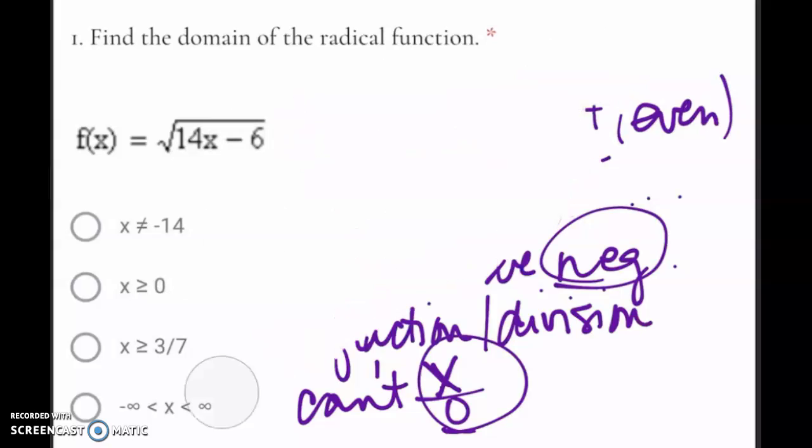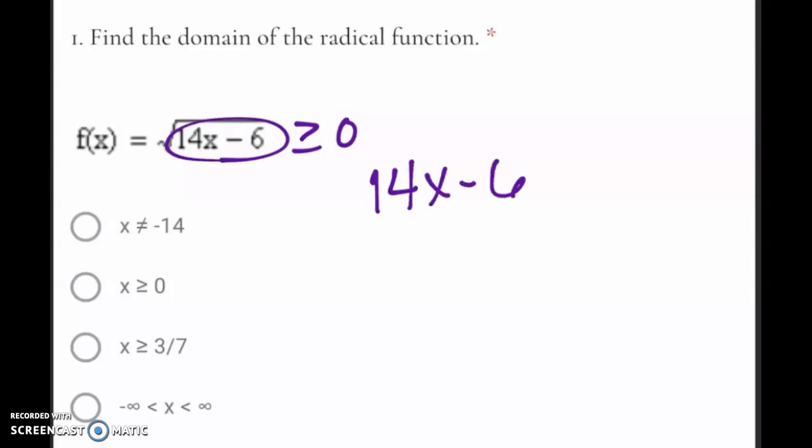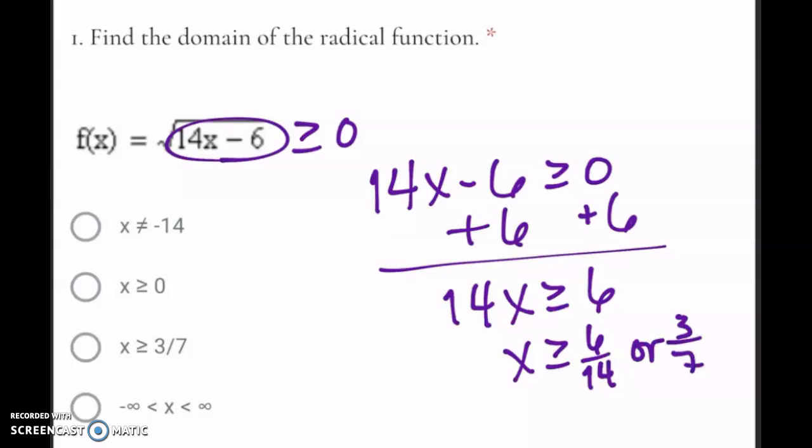So the first one we've got here is a radical. So we know that everything underneath the radical must be greater than or equal to 0. Can't be negative. And we just use what we know about inverse operations. And that simplifies to 3/7. So x has to be greater than or equal to 3/7.